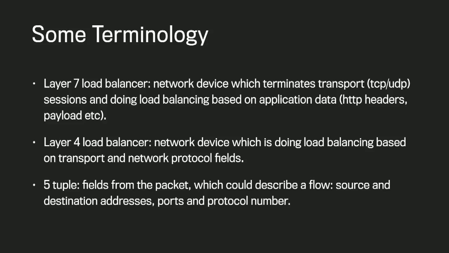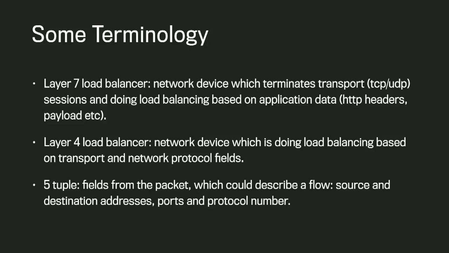But before we start, there are a few terms which I'm using a lot during this presentation, so I want to describe them in more detail. The first one is layer 7 load balancer. This is a network device which terminates transport session. It's usually application aware, so it can do load balancing based on the application data, for example, HTTP headers. The second term is layer 4 load balancer. This is, again, a network device, but it's application agnostic. So it can do load balancing only based on the fields from the IP packet itself.